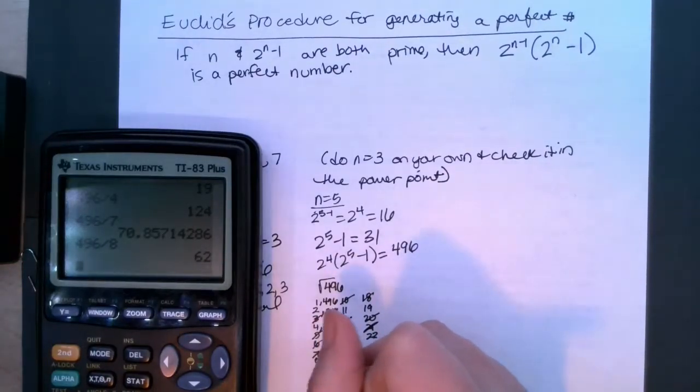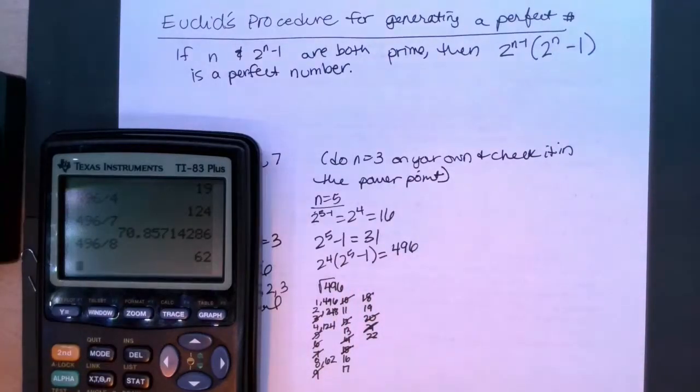We get 62. Okay, then we try 11. 11's out, so that means 22 is out. Okay, so our list is getting smaller. Try 13. 38 point something, so that's out.